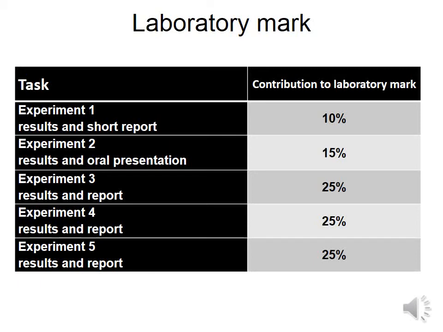For Experiment 1, you will be peer marking each other's reports, to give you an opportunity to think about what should go into a report. You'll need to hand in your report, and complete the peer marking assignment to get the marks for that experiment. Experiment 2 will be assessed by an oral presentation that you will complete in pairs. Experiments 3 to 5 will require written reports.